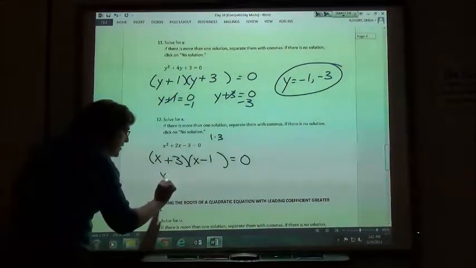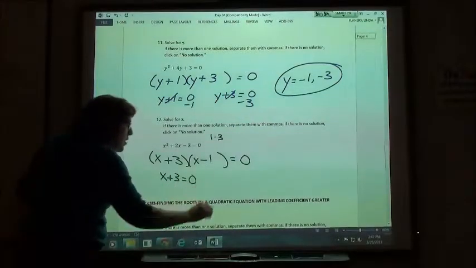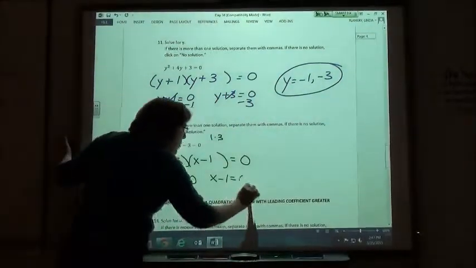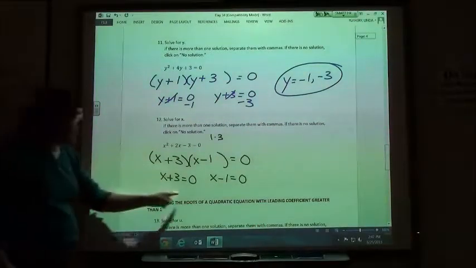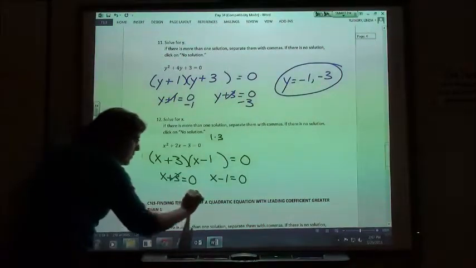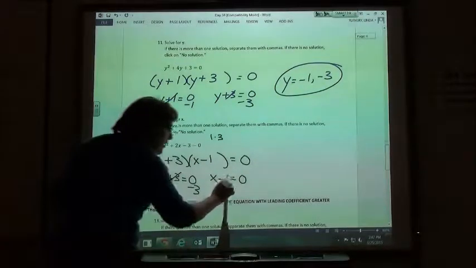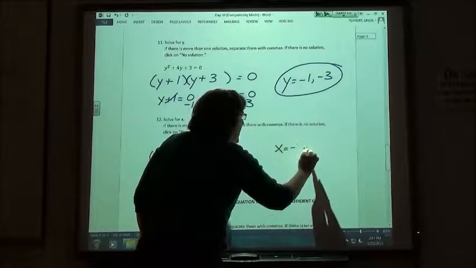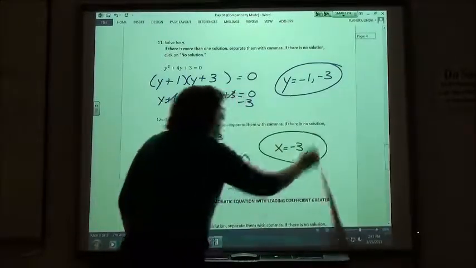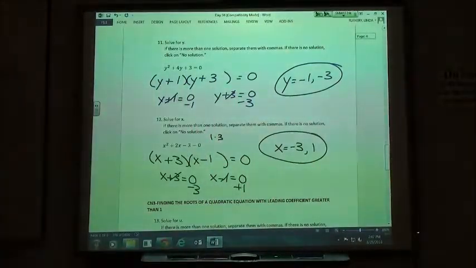So either x plus 3 equals 0 or x minus 1 equals 0. I have to finish and solve those by moving my numbers over. So in this one I'm going to minus my 3. On this one I'm going to plus my 1. So x is going to equal negative 3 or positive 1 for my two answers.